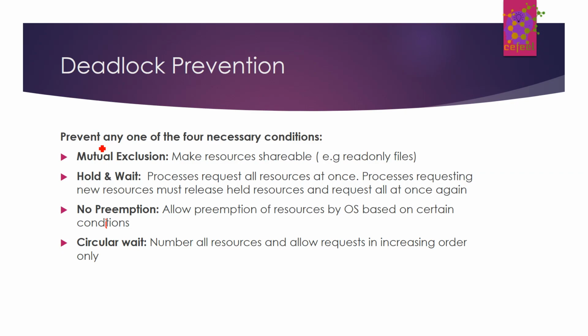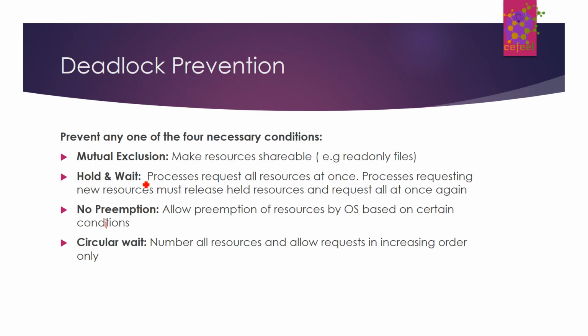Lastly, the circular wait. Circular wait can be avoided just by ordering the resources from 1 to n, and then having a protocol that processes have to ask for the resources in an increasing order all the time. In that way we can always avoid the circular wait, because nobody will actually allocate the resource 1.